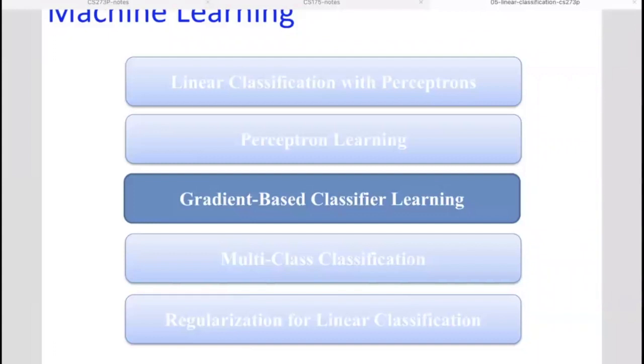So today I'm going to talk about gradient-based classification learning, which is what we started talking about last time. But instead of looking at the slides, let's revisit what we talked about so far. I'd like to start from scratch. Hopefully, that'll give you a better understanding of the things we talk about now.